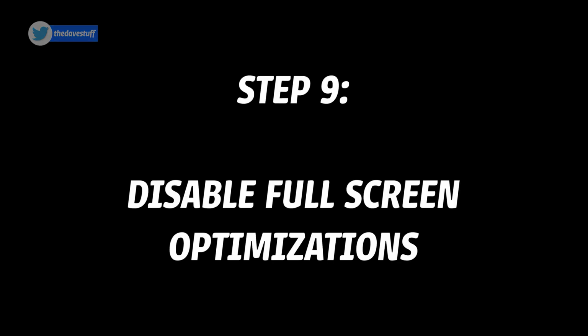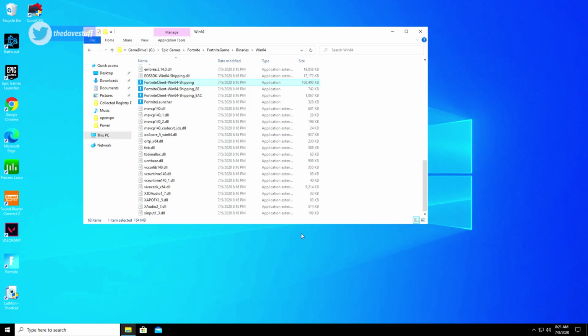Step 9. Disable full screen optimizations. Starting with Windows 10 version 1809, Microsoft decided to make full screen optimizations, or FSO, the default. FSO encourages the use of borderless windowed full screen. This, however, uses a background feature called Windows Desktop Composition. Although the responsiveness has improved since then, it still creates some display latency issues.